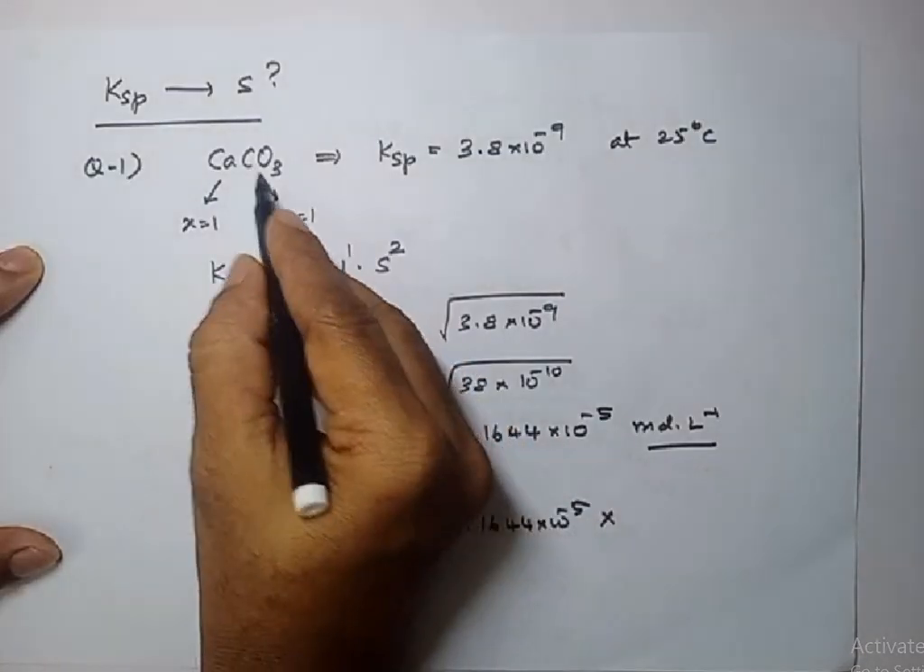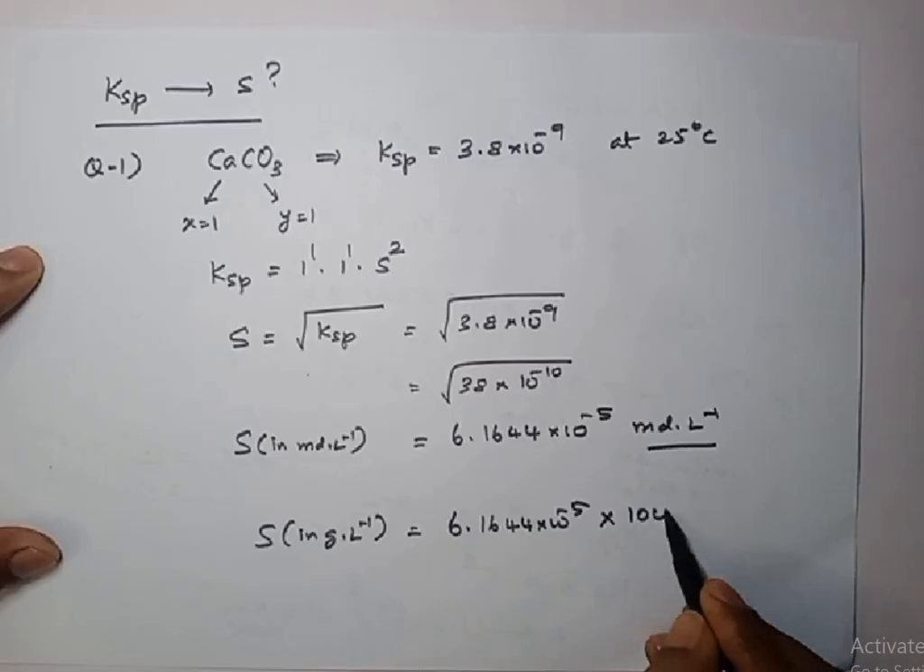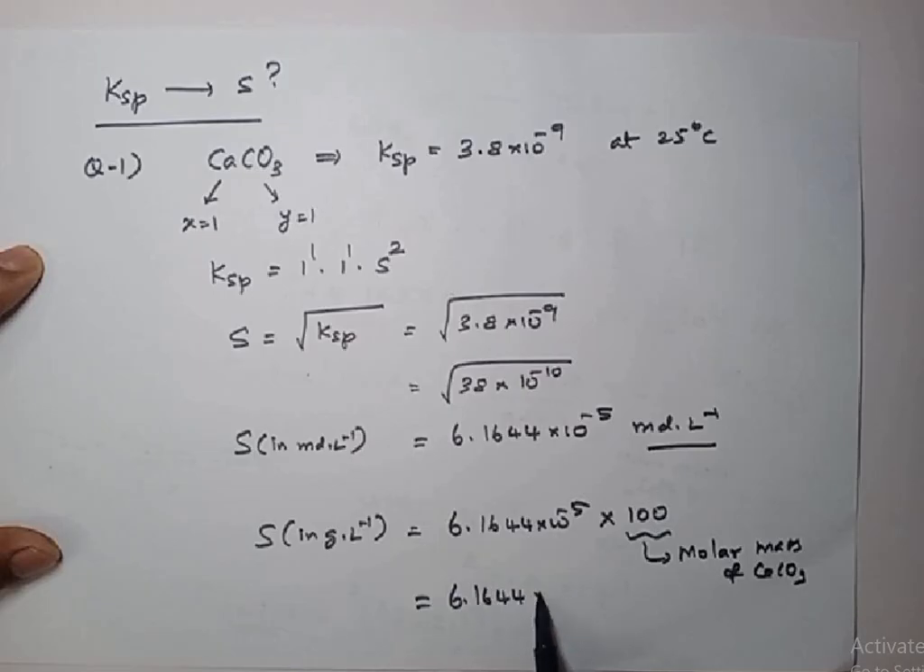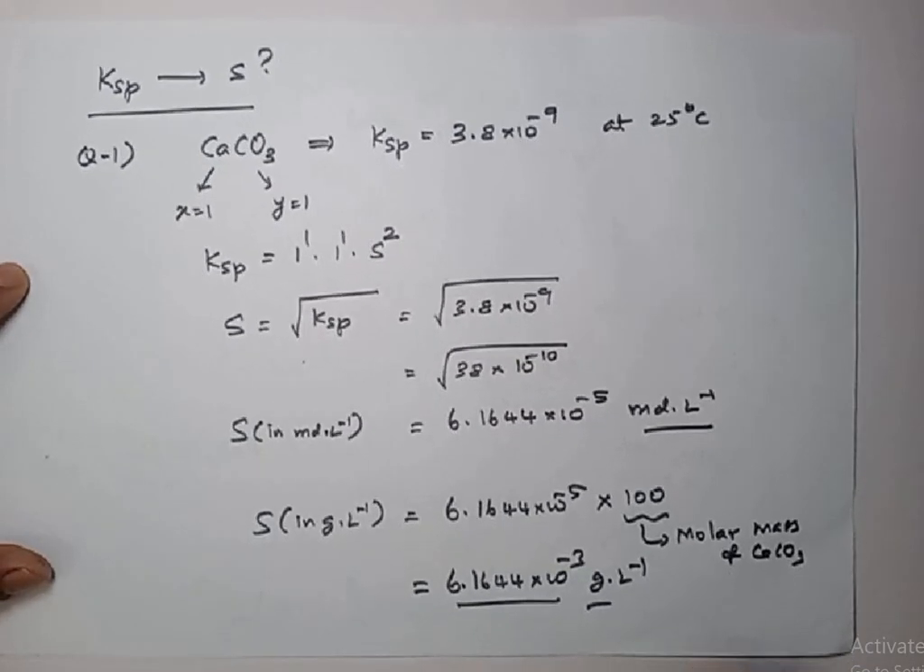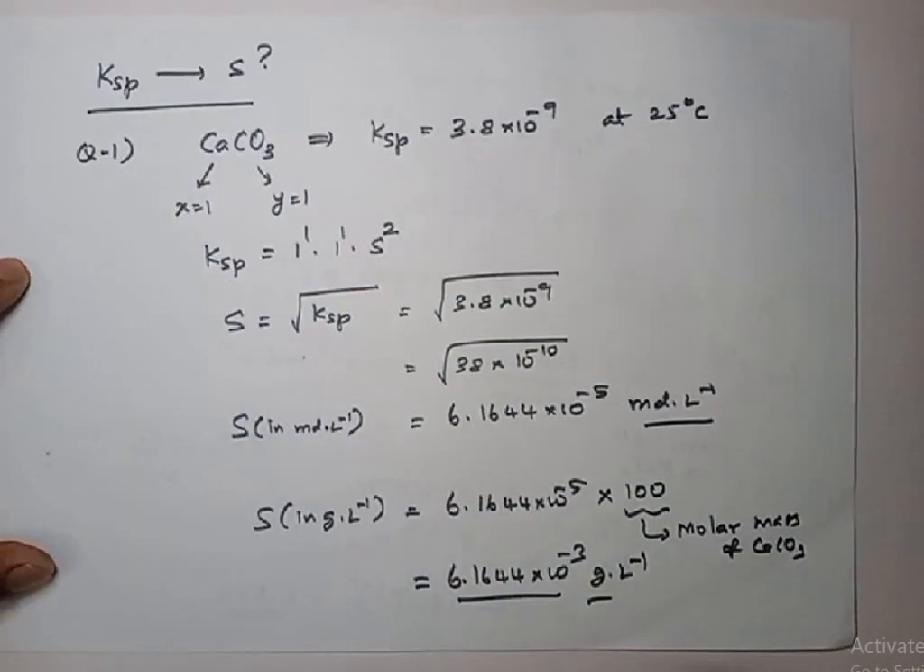Okay, for calcium carbonate, very well we all know that molar mass of calcium carbonate is 100. So this is molar mass of calcium carbonate. If you multiply this by 100, we get 6.1644 into 10 to the power minus 3 gram per liter. Okay, so from solubility product constant, we can find the solubility.